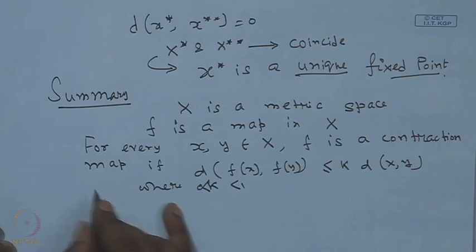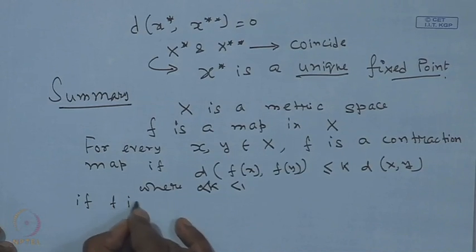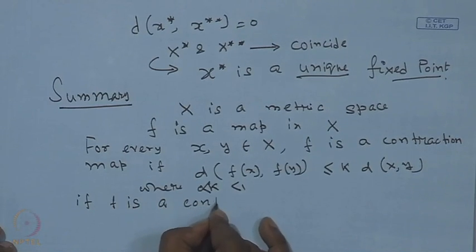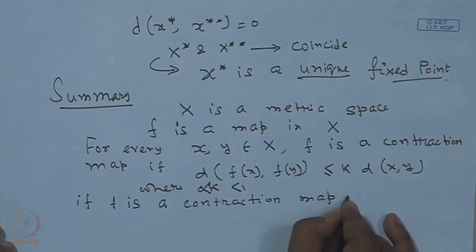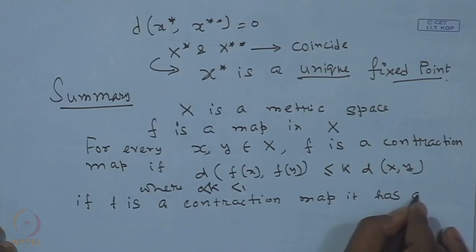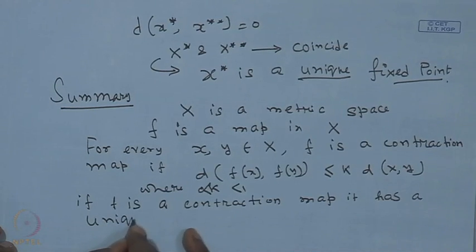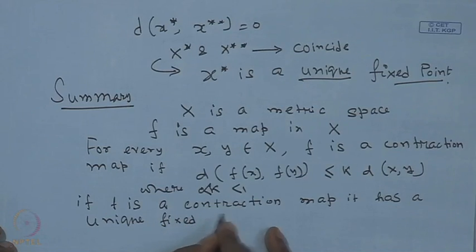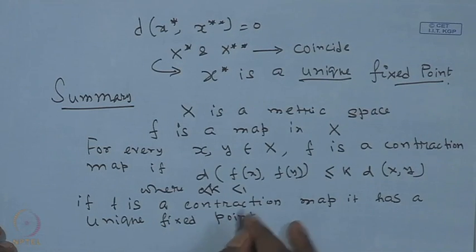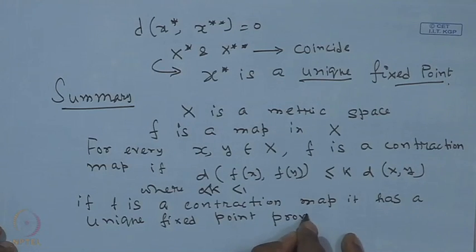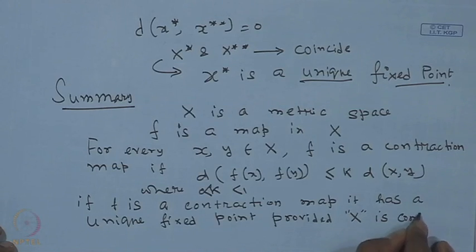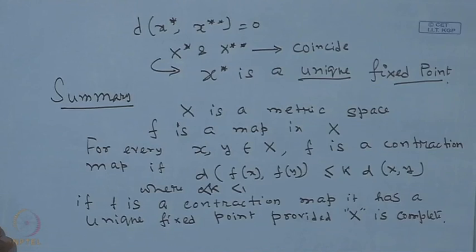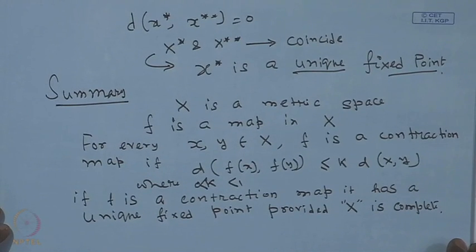Now, if f is a contraction map, it has a unique fixed point, provided space X is complete. So that is the mathematical definition of the fixed point and the unique fixed point of a contraction map.